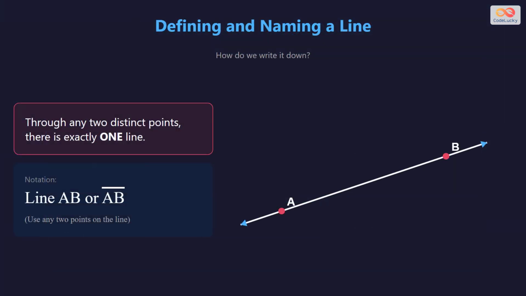In geometry, we have a rule. Through any 2 distinct points, there's exactly one line that connects them. We can name a line by using any 2 points on it, like line AB.